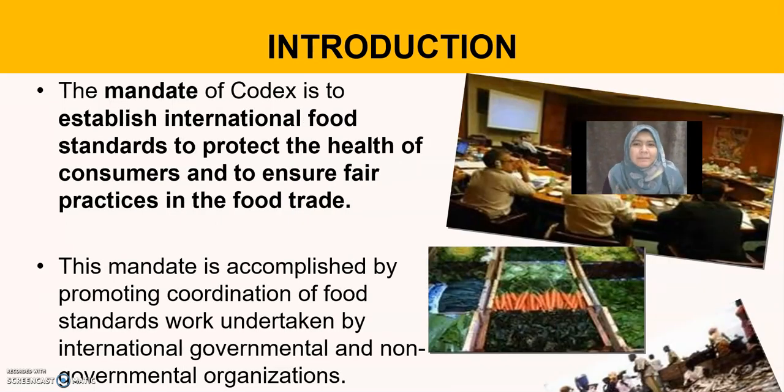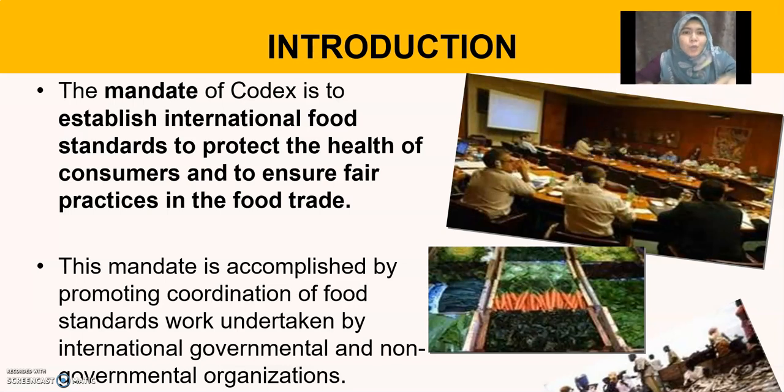So what is Codex actually? The mandate of the Codex is to establish international food standards. So why do they have to establish these standards? In order to protect the health of consumers and to ensure fair practices in the food trade, whether you are in China, India, Bahrain, etc. So every person in this world has the same, fair practices in terms of food trade. And this mandate is accomplished by promoting coordination of food standards work undertaken by international governmental organizations and also the NGOs, the non-governmental organizations.